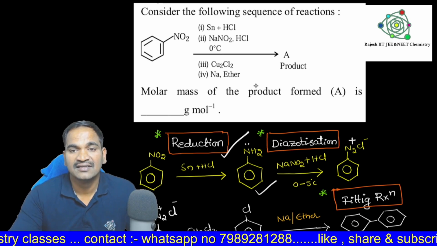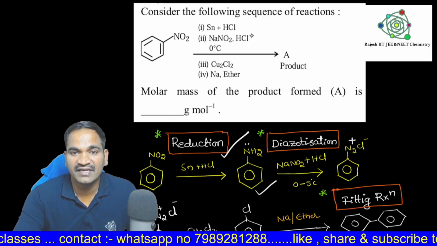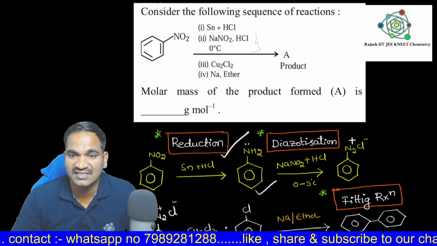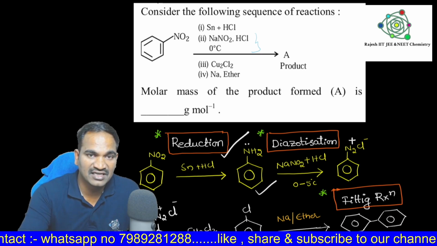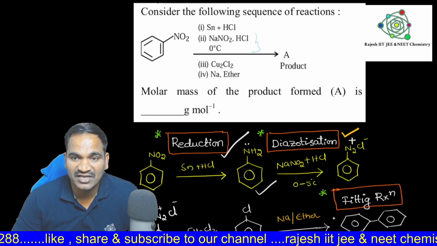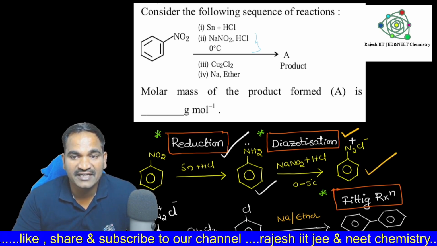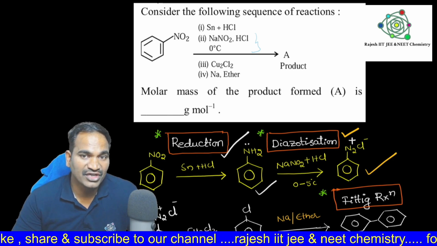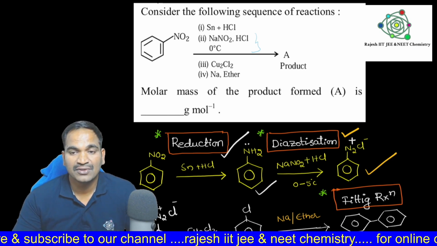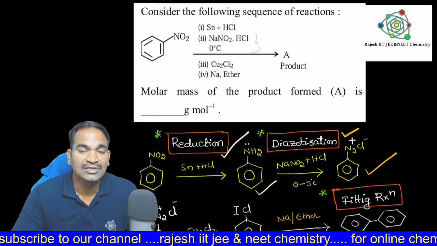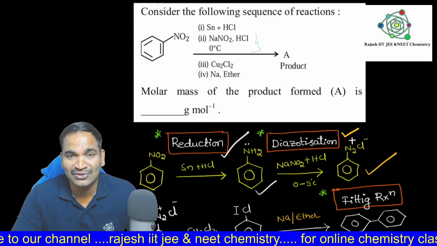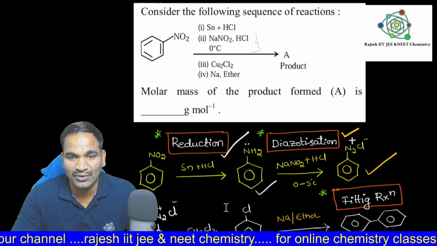So next this aniline is treated with NaNO2, HCl at 0 degrees Celsius. You all know very well, generally at 0 degrees Celsius we treat it. So if you conduct diazotization, what you are getting here? Benzene diazonium chloride. So the first two reagents' reactions are completed. Here nitrobenzene is converted into aniline, and aniline is converted into benzene diazonium chloride.